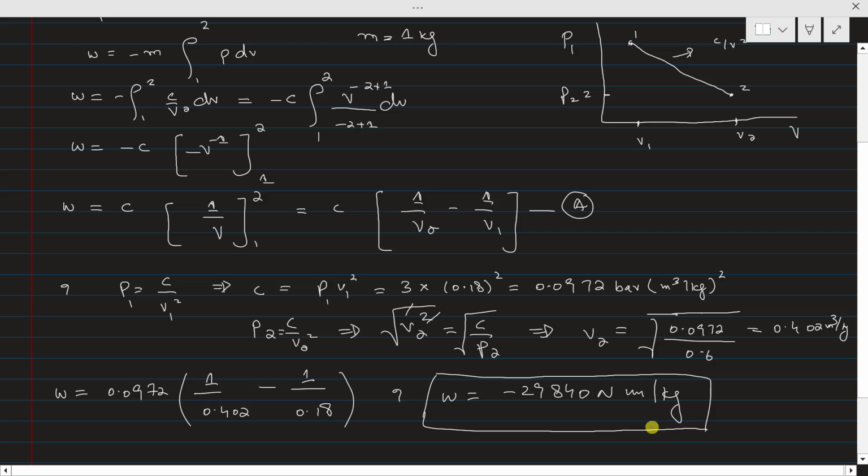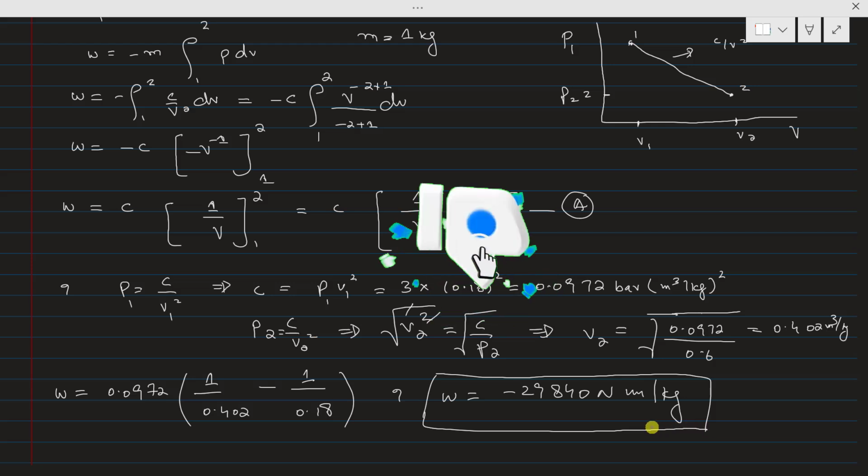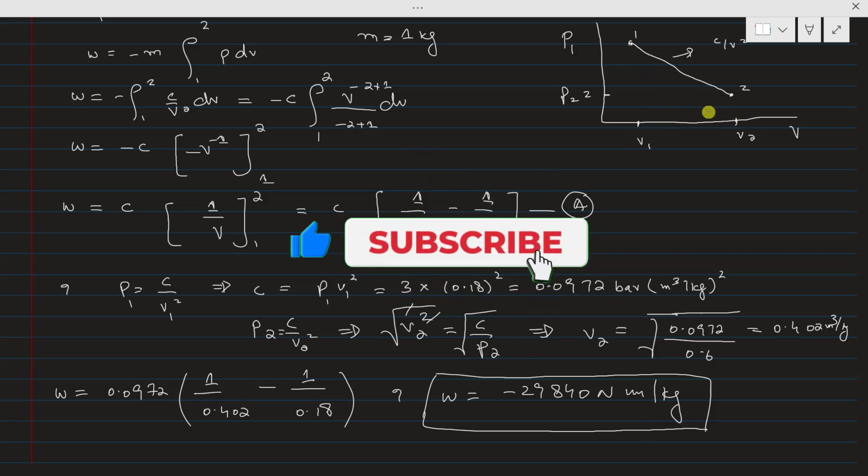You will observe the fluid pressure drops from P1 to P2. I hope you understand.